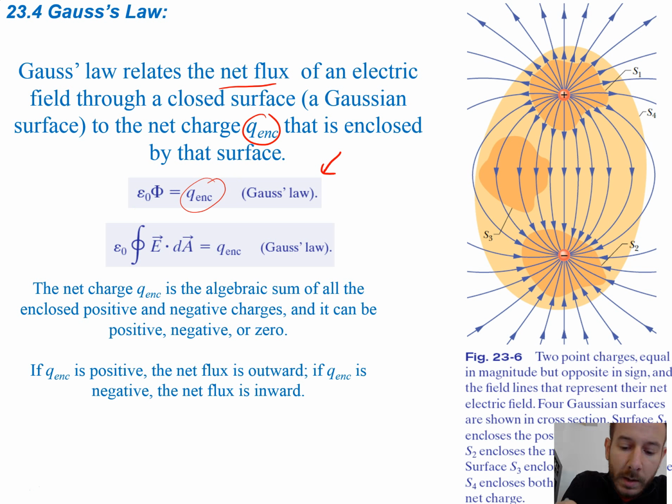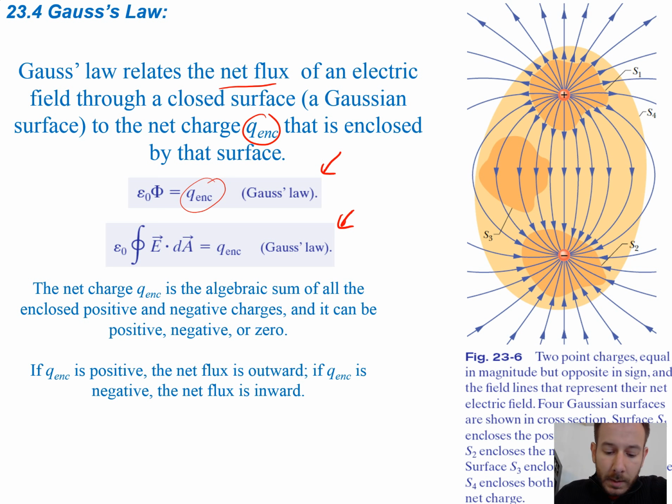Now you can also have the integral form of Gauss's law. We're substituting in the integral of the electric field dotted with our area element for phi, which is our flux. So the net charge Q enclosed is the algebraic sum of all the enclosed positive and negative charges inside of our Gaussian surface. And that can either be positive, negative, or 0. If there's more negative charge, it's going to be negative inside. If it's more positive, it could be positive.